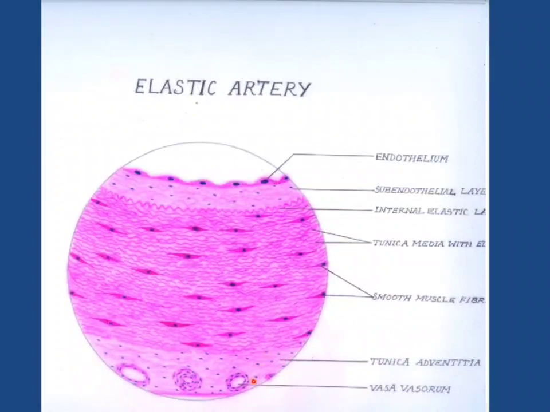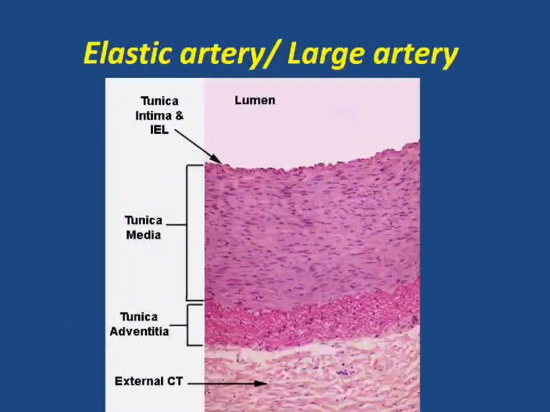In the tunica adventitia, there will be collagen fibers, and in this layer there will be small blood vessels supplying the arterial wall called vasa vasorum. The examples for elastic artery are aorta, subclavian artery, or common carotid artery.